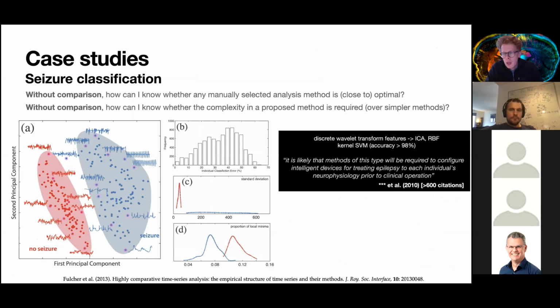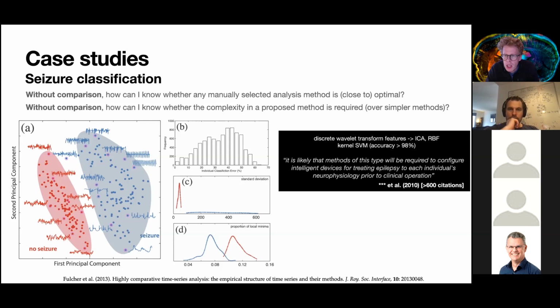I'm going to give a couple of case studies to just hammer home this point about comparison, which is, after all, the title of the talk. And there's two questions here in the grey text. Without comparison, how do I know whether any paper that has a manually selected analysis method is optimal or close to optimal? And how can I know whether the complexity of a proposed method is required or justified in giving better performance over simpler methods?